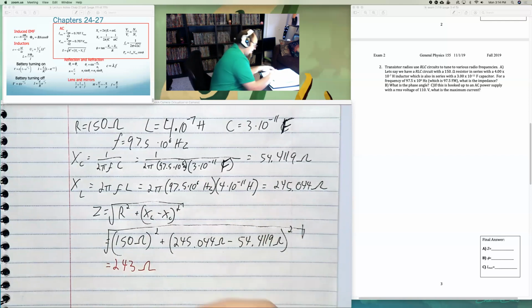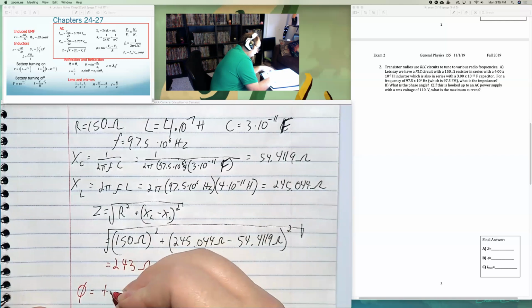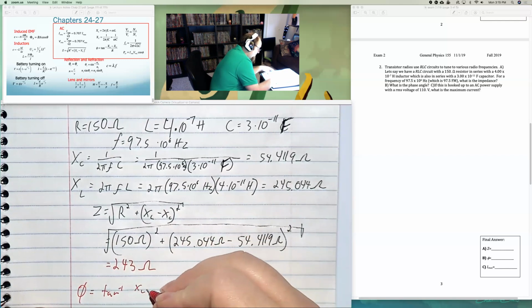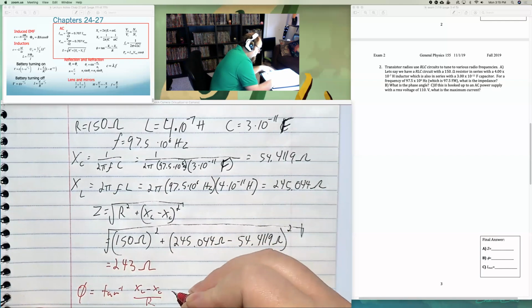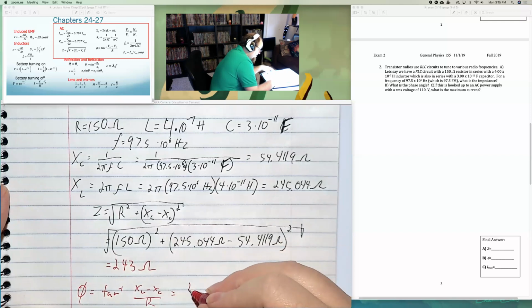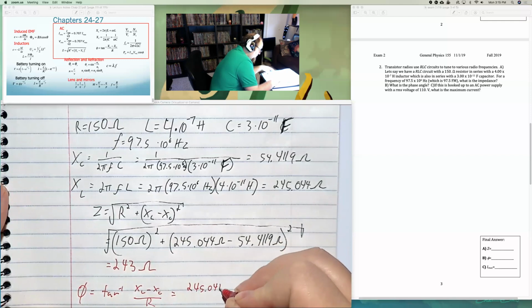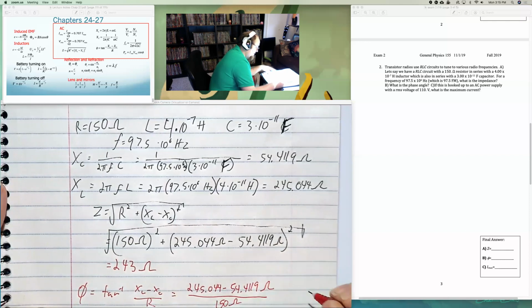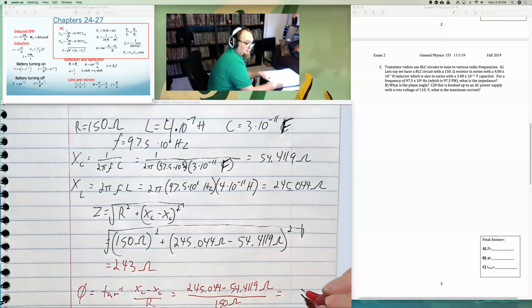Part B, what's the phase angle? The phase angle is the inverse tangent of (XL minus XC) over R. And so it's 245.044 minus 54.4119, over 150. And I can get that angle.